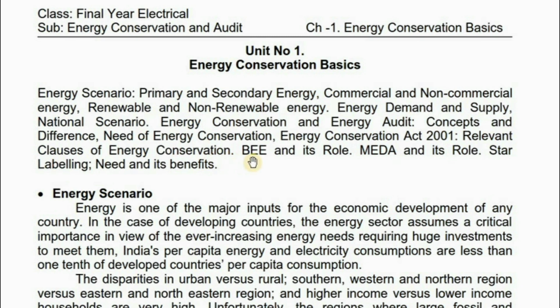Further, we are going to learn about BEE and its role, where BEE means Bureau of Energy Efficiency. Further, we are going to learn about MEDA and its role, where MEDA is Maharashtra Energy Development Agency. Further, we are going to learn what star labeling is, the need for star labeling, and the benefits of star labeling on the appliances that we use in our day-to-day life, which is going to help us with energy conservation.